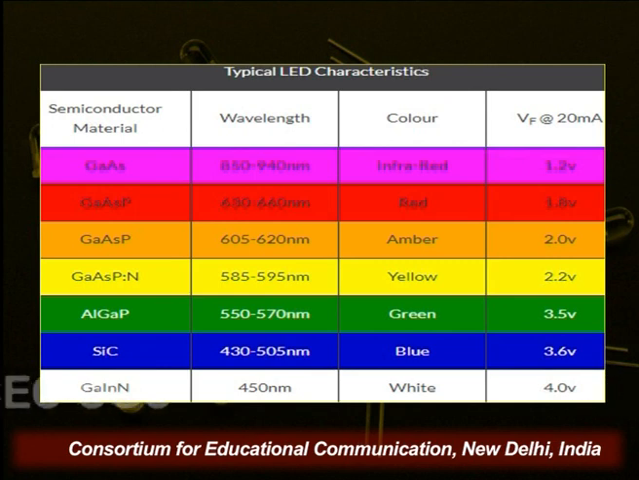These are some of the semiconductor materials which produce light at a particular wavelength. This is the material. Second is the wavelength, which is the color it is producing, and then the zone in which it is working. So this is the table.